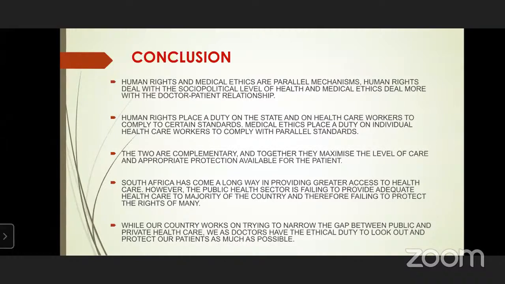South Africa has come a long way in providing greater access to healthcare. However, the public health sector is failing to provide adequate healthcare to a big part of the country, and therefore failing to protect the rights of many. While our country works on trying to narrow the gap between public and private healthcare, we as doctors have the ethical duty to look out and protect our patients as much as possible.